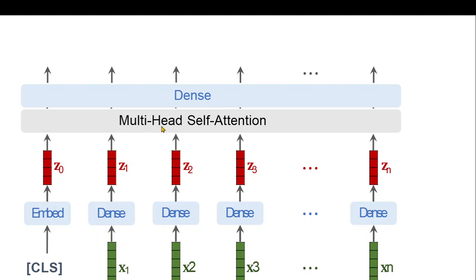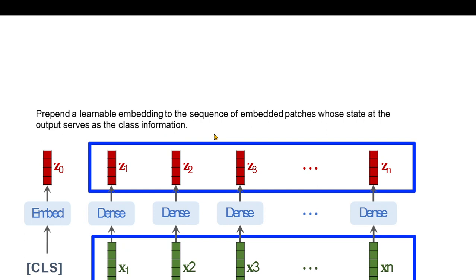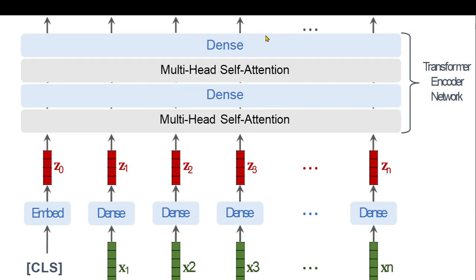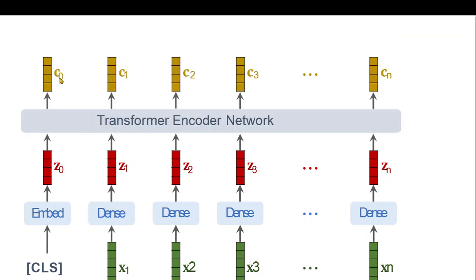Then this is passed to your multi-head self-attention, a dense layer, another multi-head self-attention, another dense layer, and so on. This is your transformer encoder network. You can configure how many layers of multi-head self-attention and dense layers you want in the transformer encoder network. As I said, each of these gives a context vector. And of course, there is a lot going on within the transformer encoder network, which we have not covered. But the transformer encoder network is exactly as the Attention Is All You Need paper mentions. Notice there is no convolution happening at all on these images. No convolution function is being applied.